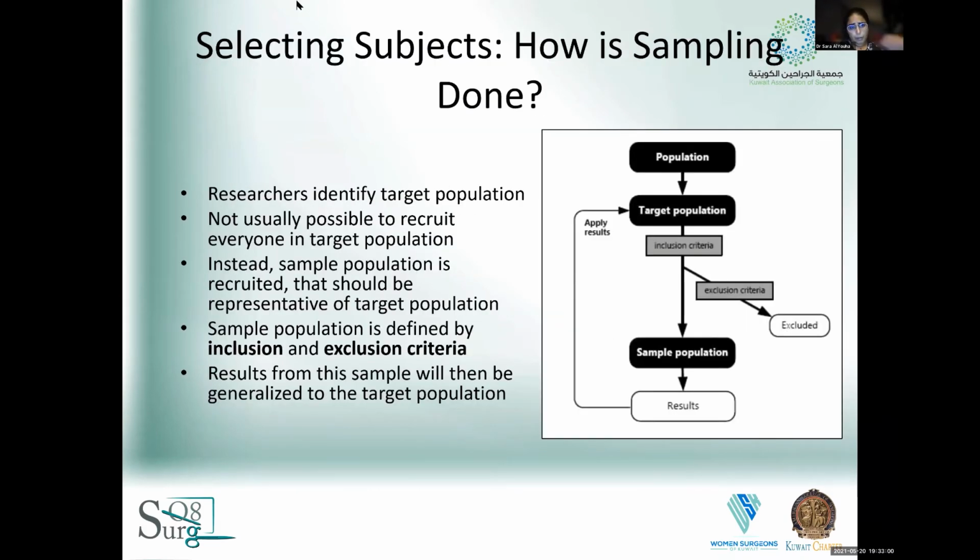So what is the idea of sampling and how is it done? Researchers tend to identify a target population. Like in that previous study, let's say your target population is adults with acute appendicitis. It's not usually possible to recruit every single person in the target population, so we find ways to make that group smaller. Instead, you pick a sample that should be as representative of your target population as possible, and we define that population by the inclusion and exclusion criteria. Our goal is that the results from the sample will inform us and we can generalize them to our target population. On the right-hand side, this is the classic diagram that you will see in most papers, a flow diagram showing the population, the sample, inclusion, exclusion, and what happened next.